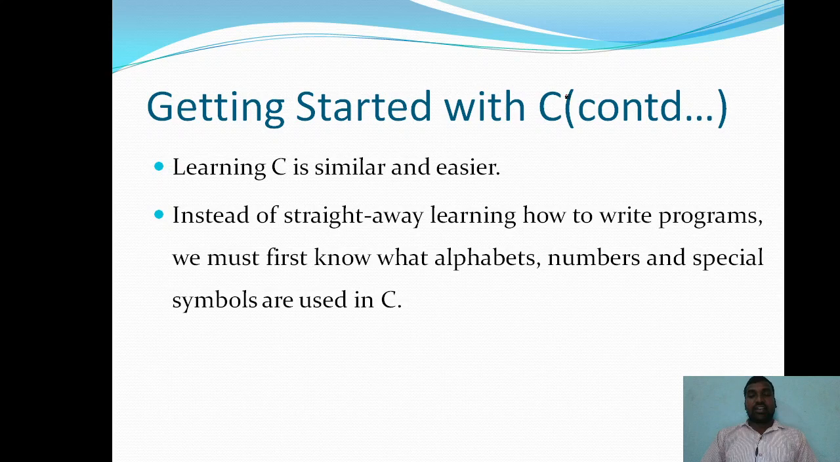So instead of straight away learning how to write programs in the C programming language, we must first know the different kinds of alphabets, the different kinds of numbers and special symbols that are used in C programming. We are not directly jumping into the programs. First of all, we learn the different kinds of alphabets, numbers and special symbols we use in C programming.